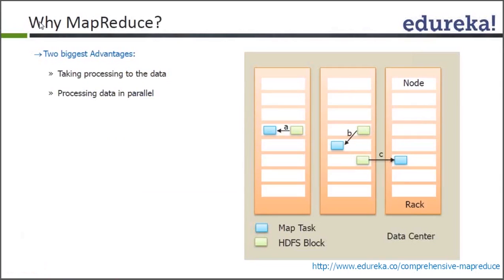So now, why MapReduce? Okay, so remember we talked about moving data to code and moving code to data, right? We have also covered the concept of rack awareness. Got it? So the biggest advantage of MapReduce is its ability to take processing to the data so that the data gets processed in parallel. Okay? So what we are trying to show over here is that this particular block is processed by this particular map task.